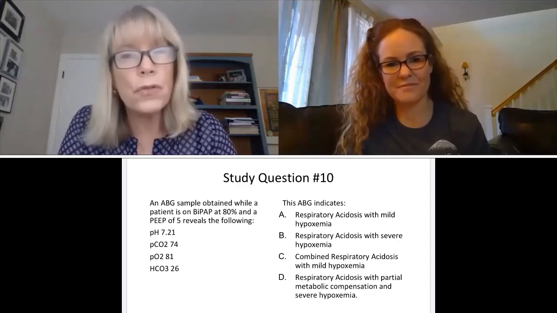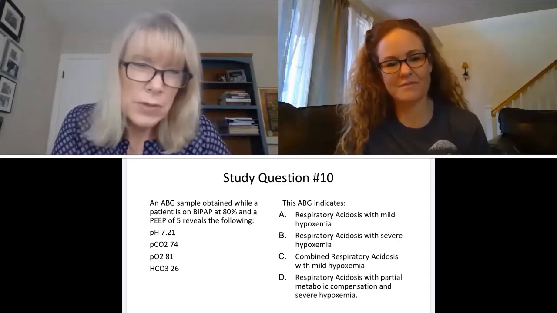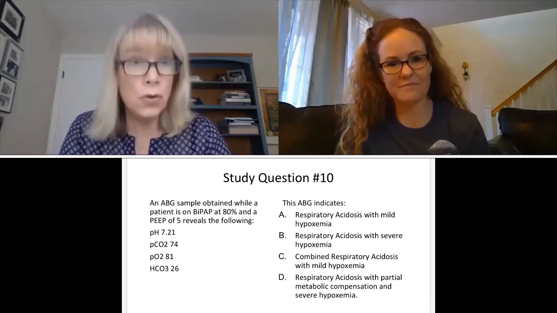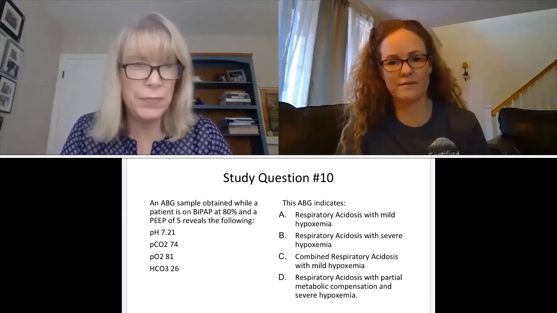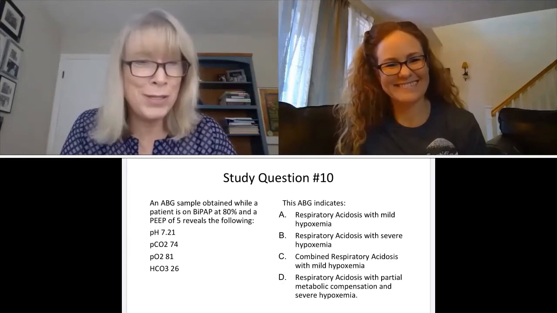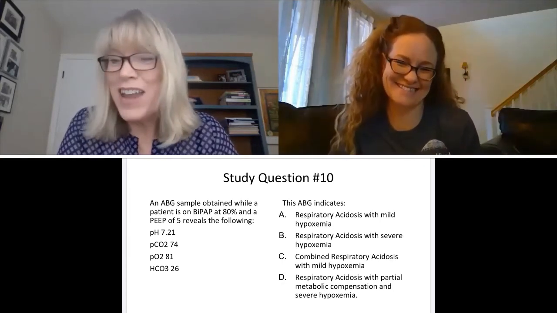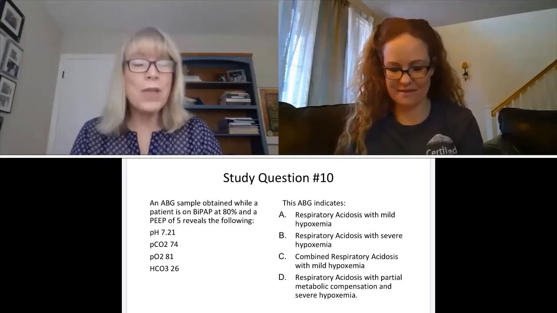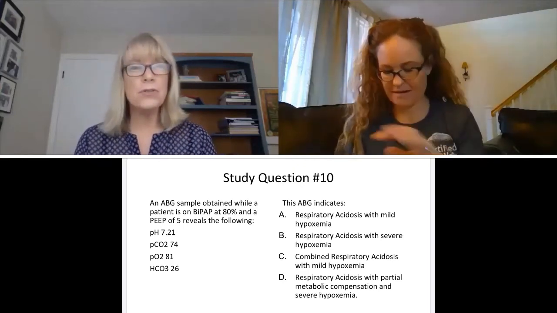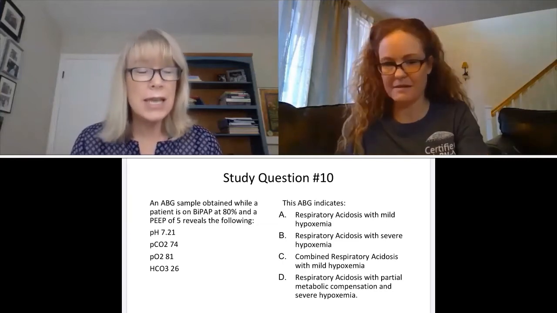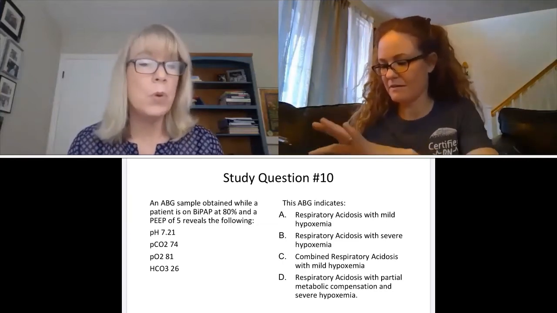Anything over 380, and some books will say 400, but 380 is a good cutoff, is considered a normal PF ratio. Okay. So that means you do not have hypoxemia. You are fine. Yay, it's good. So now let's go back to our patient. And we have a PaO2 of 81, but now they're on 80%. So we're going to divide it by 0.8.